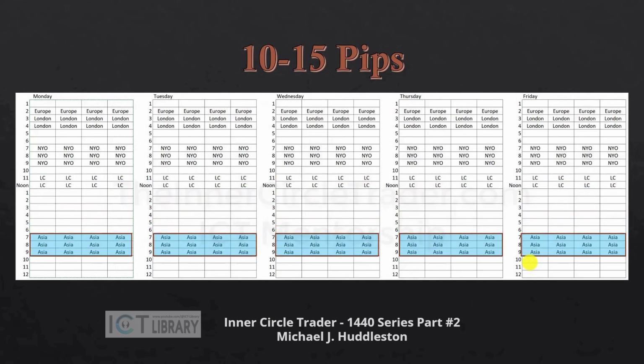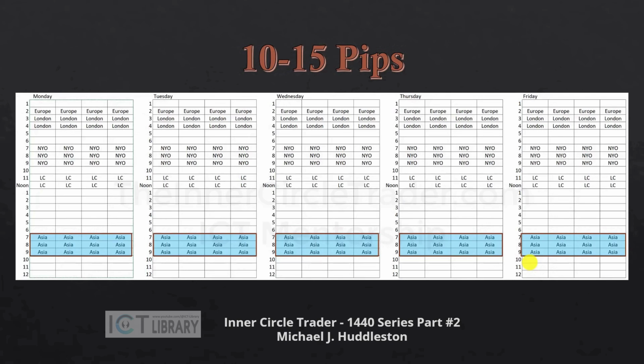And finally, Asia, another time of day where 10 to 15 pips is realistic in terms of a pip haul or objective. If you are going to be trading Asia, I have to say this. You will find many times it's not going to give you a setup that is as consistent as the New York and London.